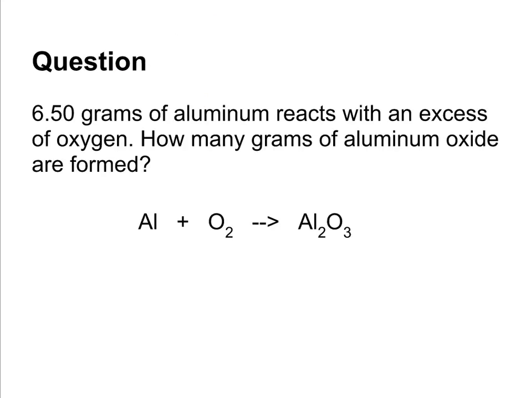Your question for this section: 6.5 grams of aluminum reacts with excess oxygen. How many grams of aluminum oxide are formed?